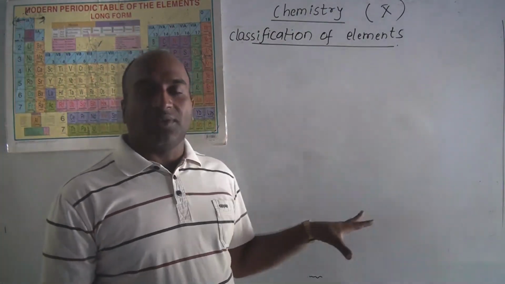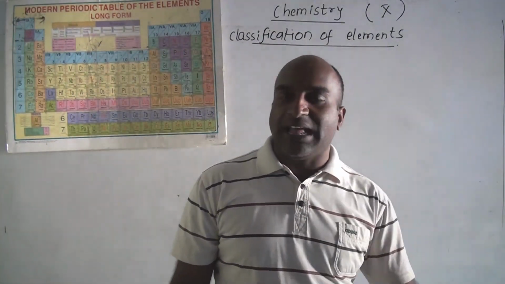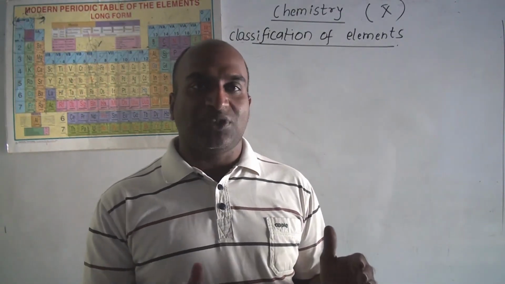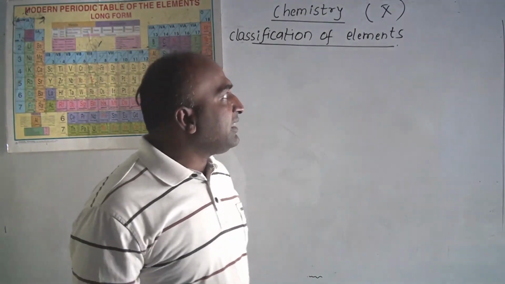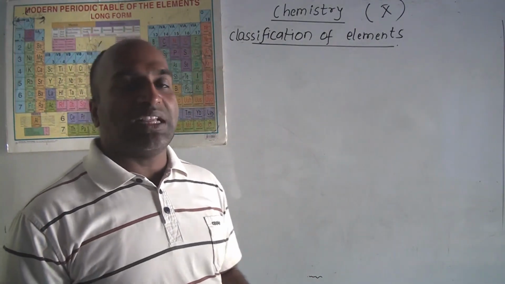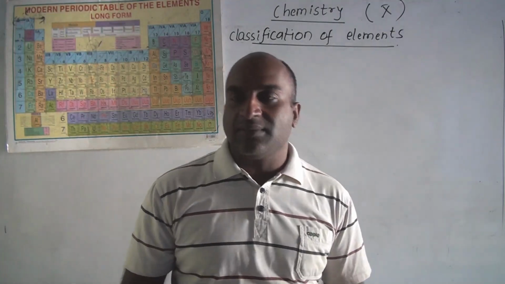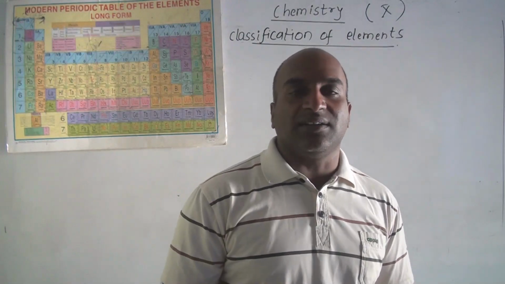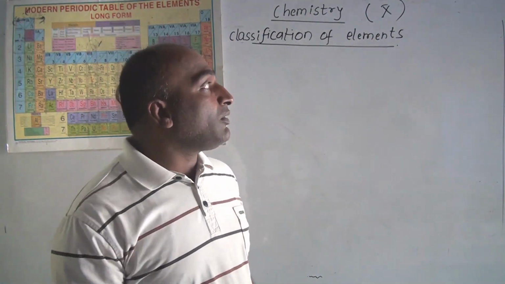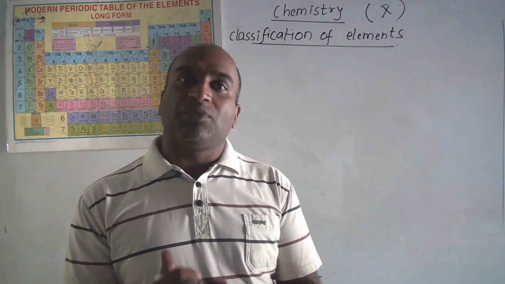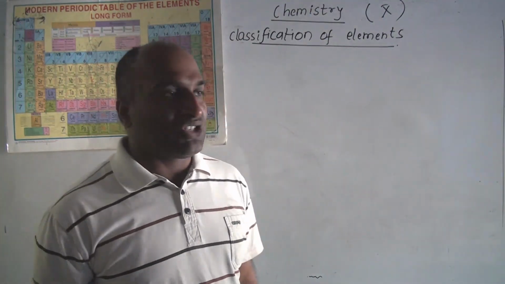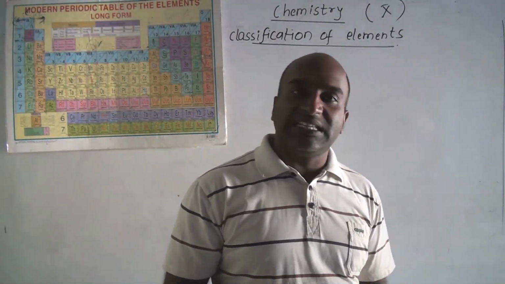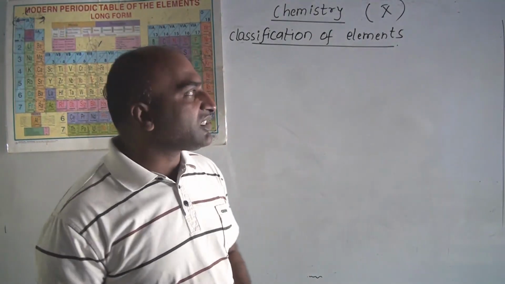On the basis of their similarities and dissimilarities, elements are classified into different groups and periods. To make the study of a large number of elements easier, classification is done. So we can say that classification is a systematic arrangement of elements into different groups and periods to make their study easier, more systematic, and more scientific.